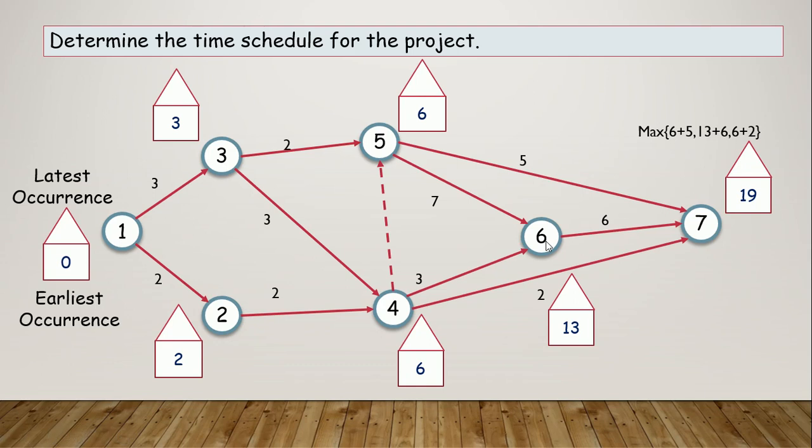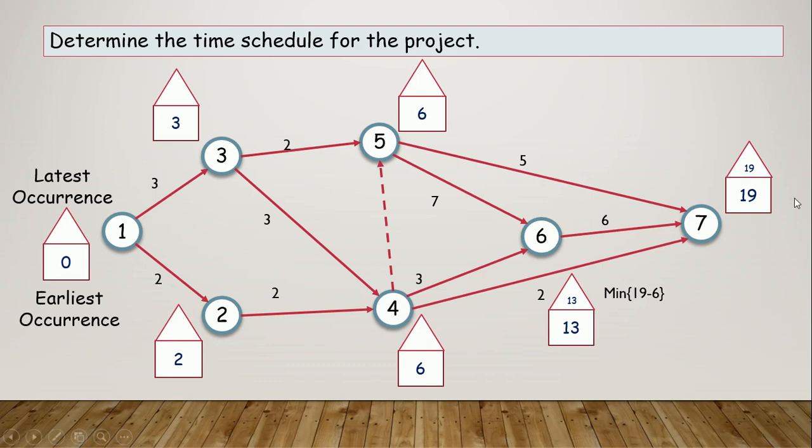Okay, now the earliest occurrence is 19 days. Now we have to revert it. What we have used is the notation for the backward pass. Put 19 here, put 19 here. Now what we have done previously, we have added the number of days. Now we have to subtract the number of days.